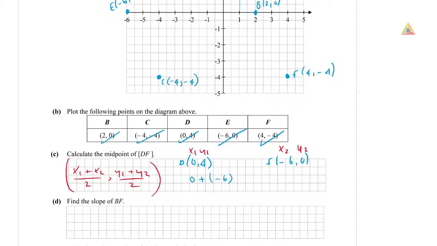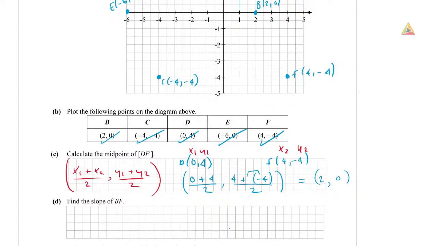Now I just realised I put in the wrong value for F. So F is actually 4, minus 4. So x1 plus x2 in this case is going to be 0 plus 4 over 2, comma, y1 in this case is going to be 4 plus y2 is minus 4. So I'll put a bracket in over 2. Okay, so 0 plus 4 is 4. 4 divided by 2 is 2. And then a plus and a minus together give you a minus. So 4 minus 4 is 0. 0 divided by 2 is 0. So the midpoint of DF is the point 2, 0.